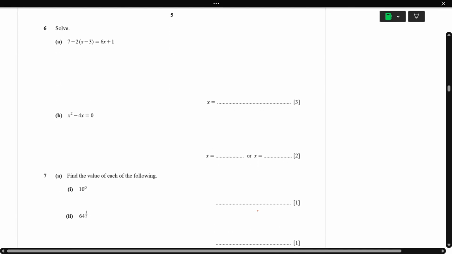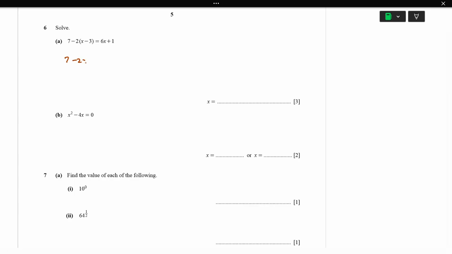Next question, solve 7 minus 2 into x minus 3 equals 6x plus 1. Just expand: 7 minus 2x plus 6 equals 6x plus 1. Next step, 13 minus 1 is 12, and 6x plus 2x is 8x. So 12 equals 8x, x equals 12 by 8, which is 3 by 2. We can write 3 by 2 or 1.5. So 1.5 is the answer.